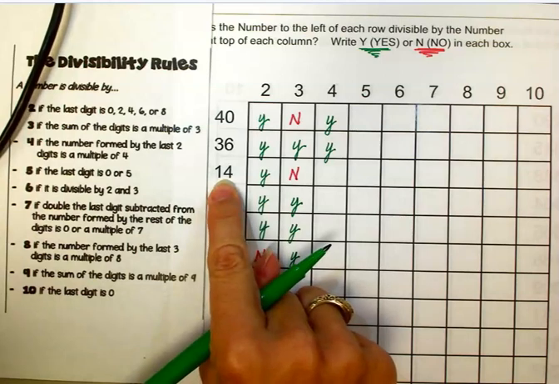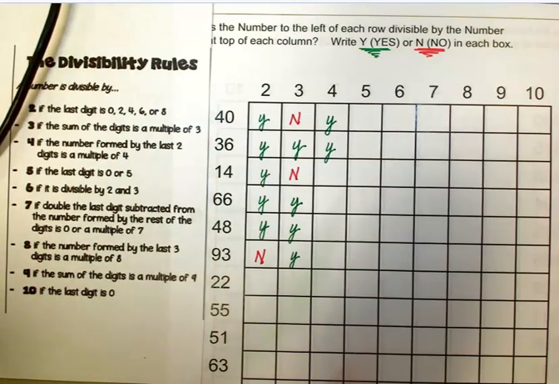Is this a multiple of 4? Because right now, remember, we're looking at numbers that only have 2 digits. So we're basically saying, is that a multiple of 4? And no, it's not.